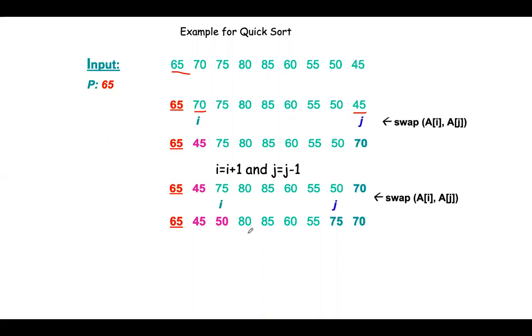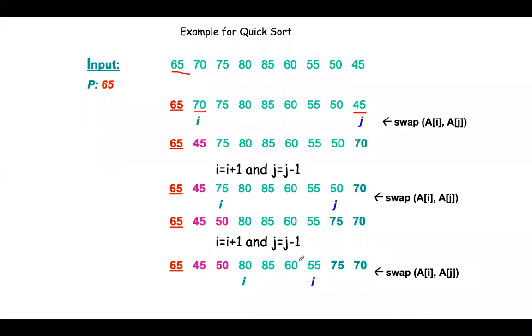Next, again, increment I value and check a of I whether it is greater than 65 or not, and decrement j and check whether a of j is less than 65 or not. So a of I is greater than 65, true. A of j is less than 65, that's also true. Again, swap. We will swap 55 and 80. Is it clear? 55 and 80 are swapped.